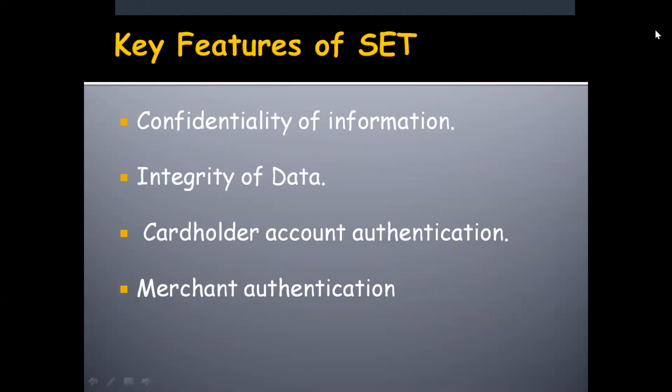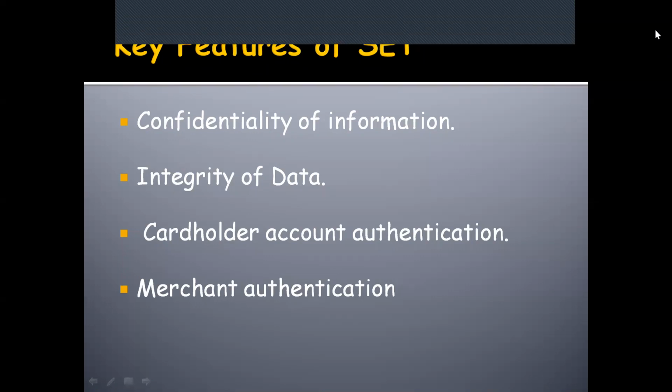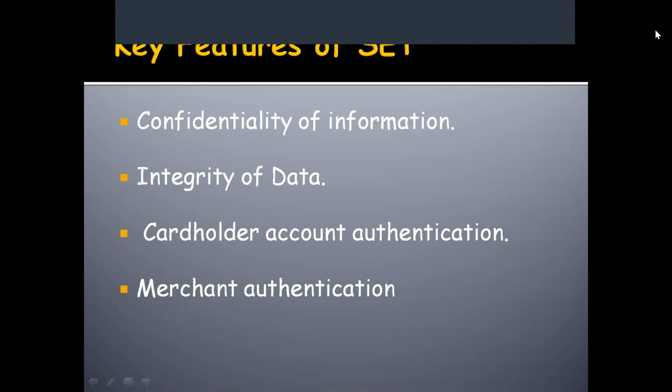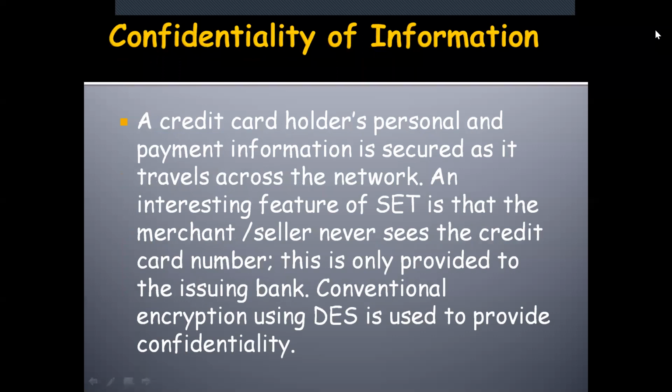So here there are some key features of SET: confidentiality of information, integrity of data, cardholder account authentication, and merchant authentication. These are the things we require to see. Basically, when we are buying something, there is a customer and there is a merchant. There are two people, but not only two, there are different things involved. The merchant is the one who is going to sell and the customer is going to purchase.